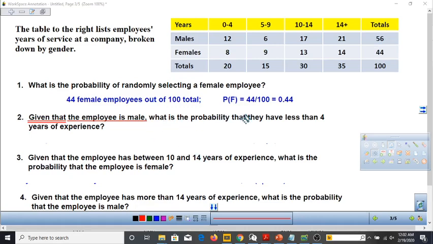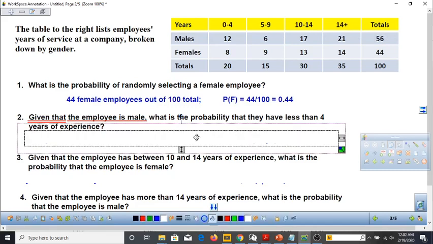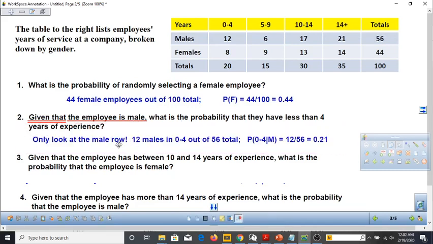And then they say, what is the probability that they have less than 4 years of experience? So what we're going to do is look at the 56 employees that are male, and then from that row only, we're ignoring everything else, but only from the row of 56 males, we look at those that fit the less than 4 years of experience. That means 0 to 4 years, that's 12. That means our probability is not 12 over 100, it is actually 12 over 56 because we're only considering the 56 males. We only focus on the male row. So we have 12 males in the 0 to 4 and 56 in the given that.